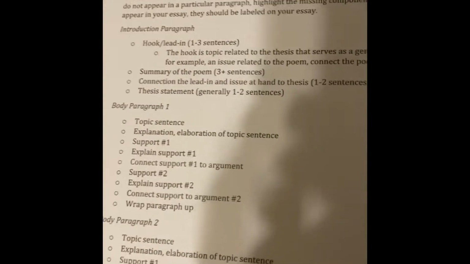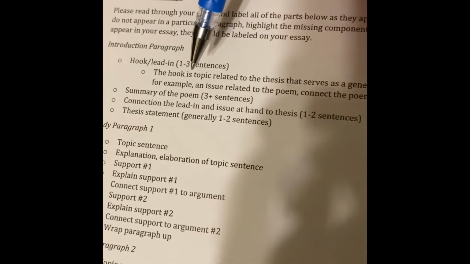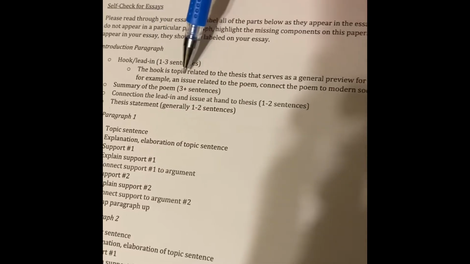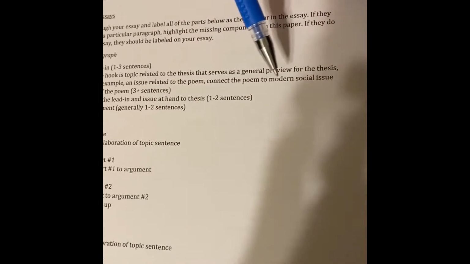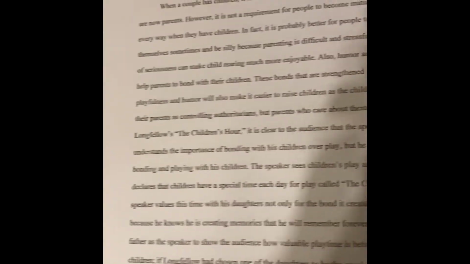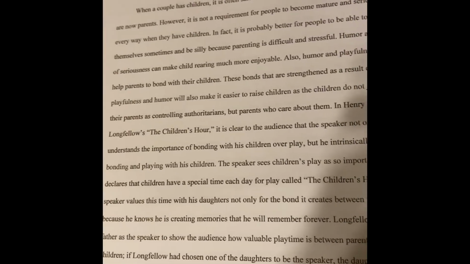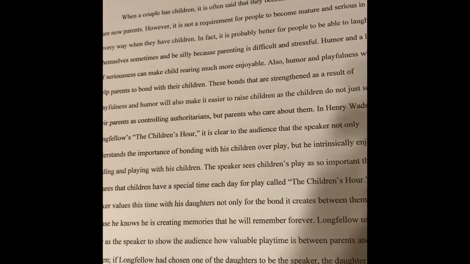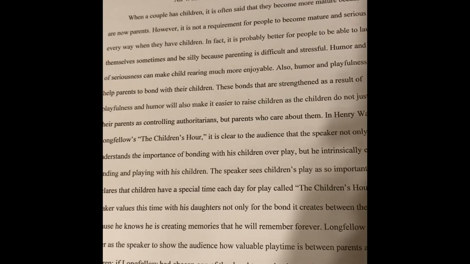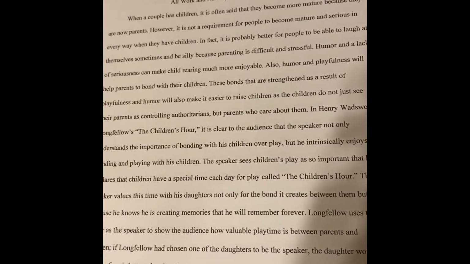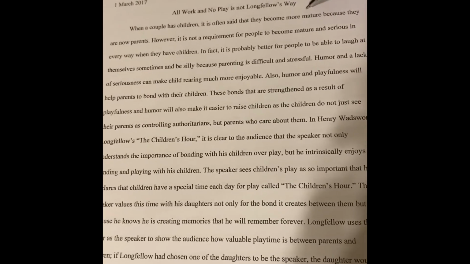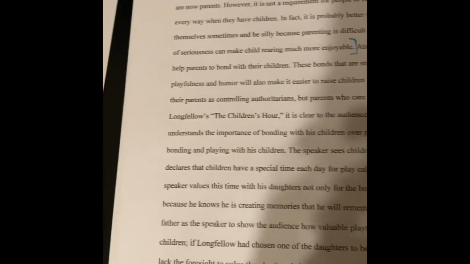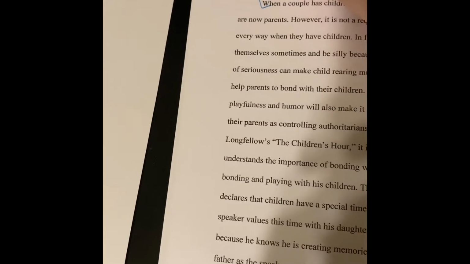Okay, so I'll go back over here and I'll look at what it says for hook. It says that the hook is a topic related to the thesis that serves as a general preview for the thesis. For example, an issue related to the poem, or connect the poem to some sort of modern social issue. So you can see here that I'm talking about raising children and being serious versus being playful, being mature versus having a sense of humor, etc. Okay, and it talks about having a balance of those things. So I'm going to put my brackets here, and I would say all of this is my hook.